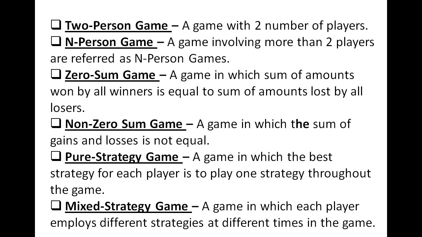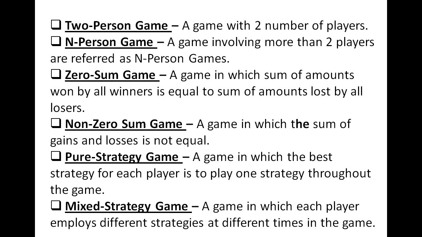Next is two-person game. What is a two-person game? A game with two players is known as a two-person game. So a game that is a competition or a conflict between two companies or two rivals is known as a two-person game. Then next, what is an n-person game? A game involving more than two players is referred to as an n-person game.